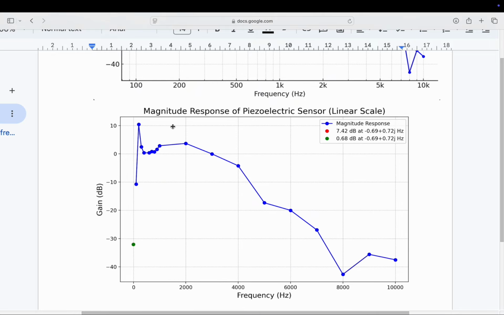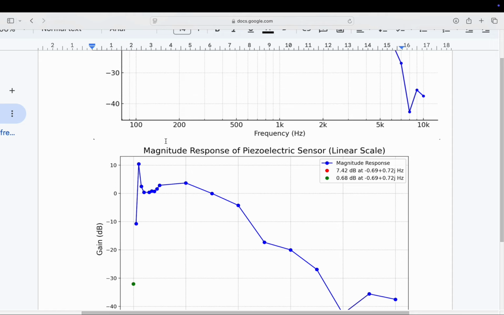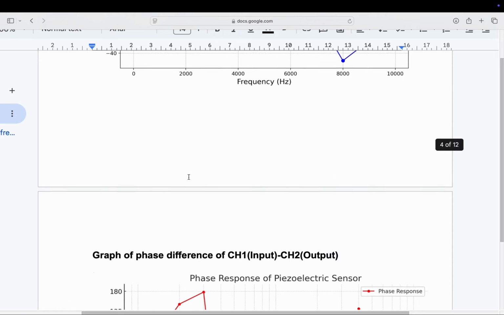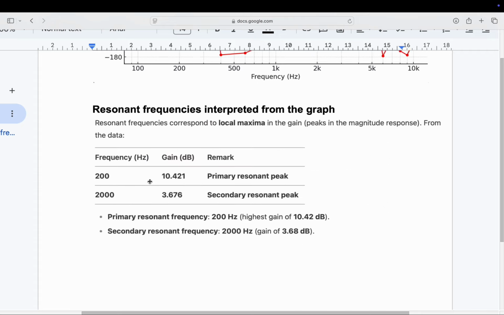As you can see, around 200 hertz we get our first peak, and around 2 kilohertz we get our second peak. Now we move to the phase difference graph. As you can see, around the resonance frequencies we get a much sharper phase transition of about minus 90 or minus 180 degrees. There is a shift around the 0 degree line, which is the middle line passing through the middle.